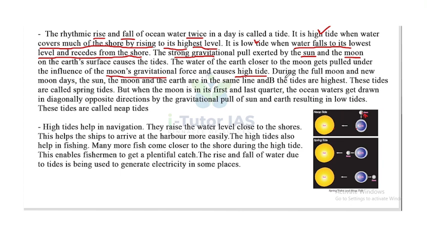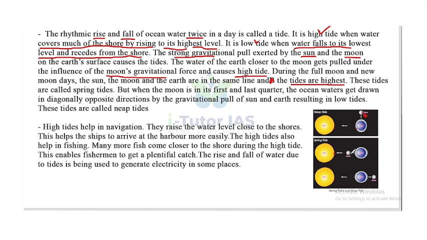Now, during the full moon and new moon days, the sun, the moon, and the earth are in the same line, and the tides are highest. Look at this picture. The sun, the moon, and the earth are in the same line. So here sun, here moon, and the earth. So during the full moon and new moon days, they are in the same line, and the tides are highest.